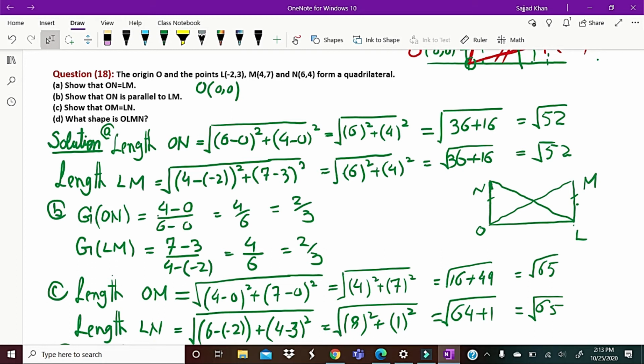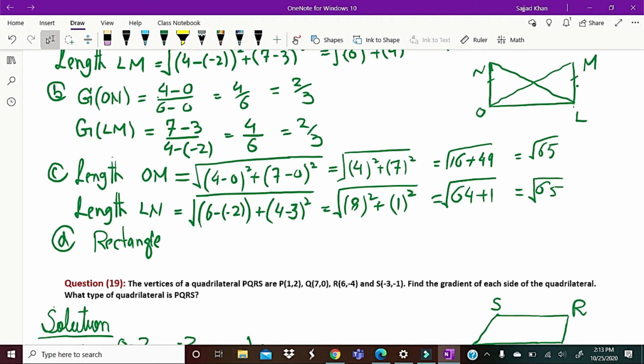So again, the length of ON is, using the formula, square root 52. The length of LM is again square root 52. So part A is that they're both the same, we have shown. Part B, we have to find out the gradient of ON and the gradient of LM. So using the formula of gradient for ON, the gradient is 2 over 3, and that of LM is also 2 over 3. So we have shown in part B that ON is parallel to LM.